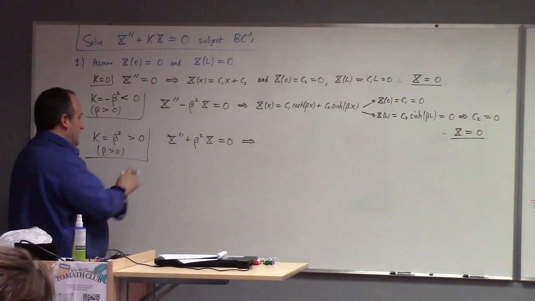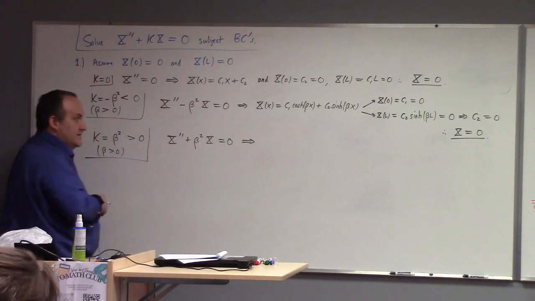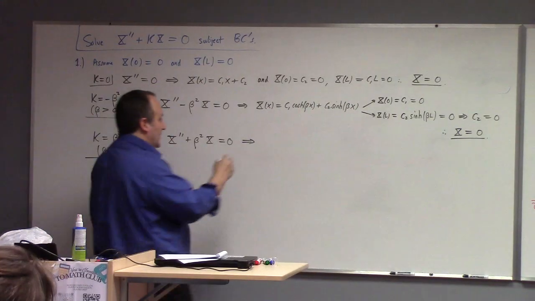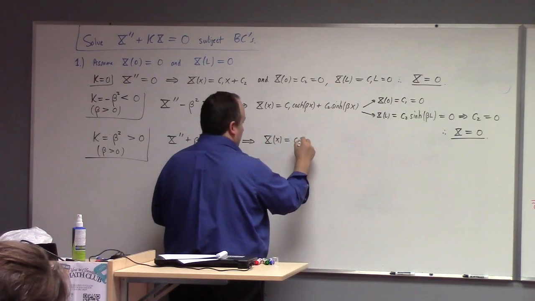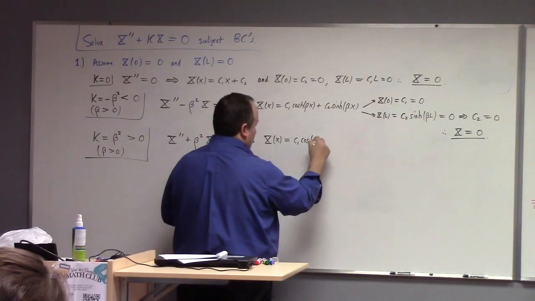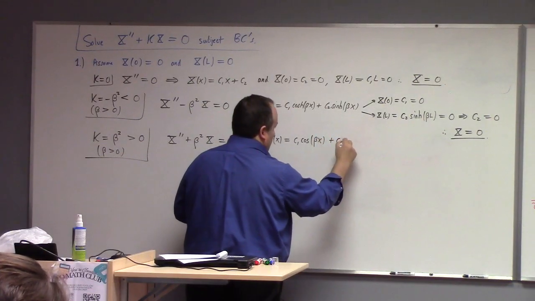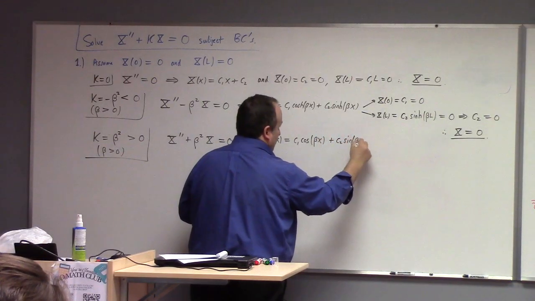We've been down this path before. We know the solution to this. It is what? x of x equal to C1 cosine beta x plus C2 sine beta x.